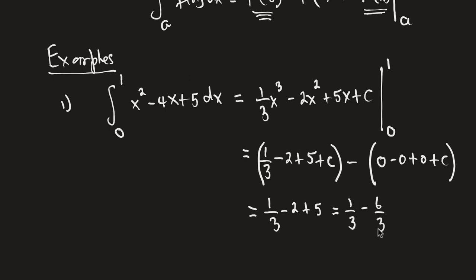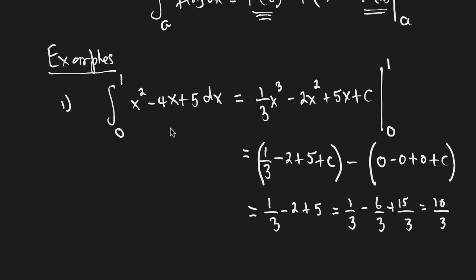So 6 over 3 minus 15 over 3. I'm sorry, plus 15 over 3. So we end up with 10 thirds. So this would be 10 thirds. And that's the value of this definite integral.